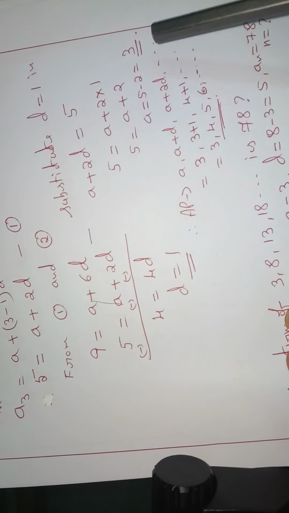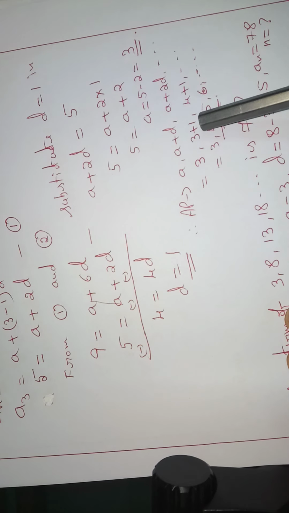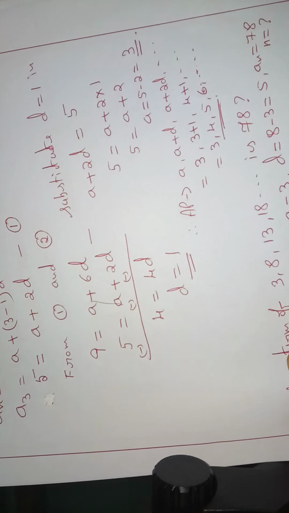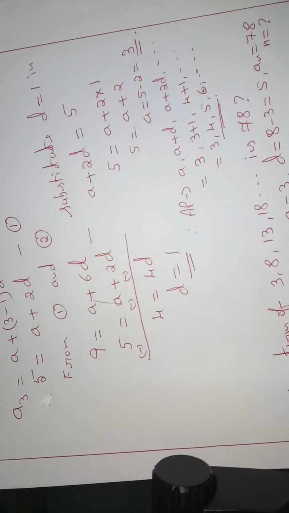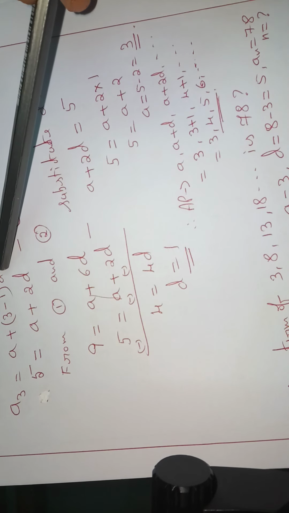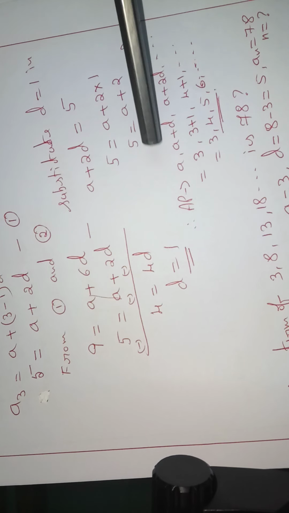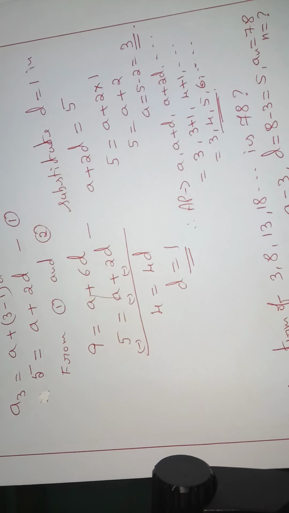A, A plus D, A plus 2D. In place of A, 3. Going on adding 1. 3 plus 1, 4. 4 plus 1, 5. 5 plus 1, 6, and so on. Have you understood? Forming two simultaneous linear equations and solving for the values of A and D, then writing it as an AP.